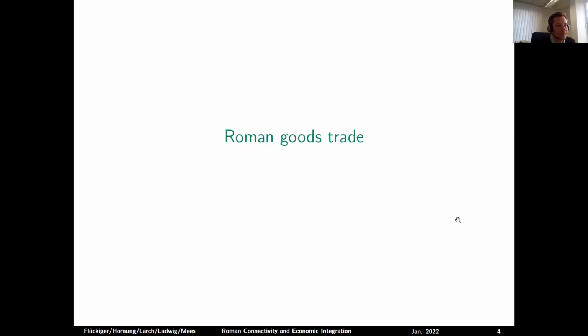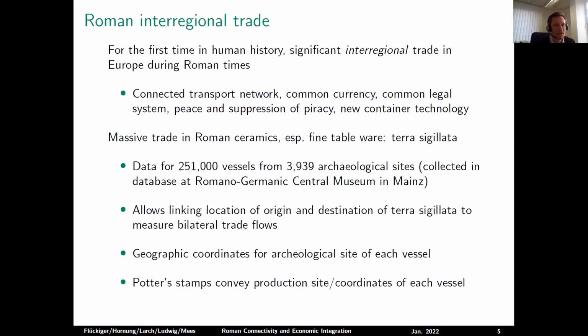So let me start off. So what are we doing? We're starting out with a description of the data that we're using, which is the Roman goods trade. To briefly sum up the history, I would say that it is actually the first time in human history that we have significant interregional trade in Europe, during the Roman period.